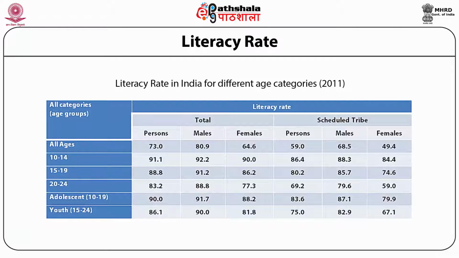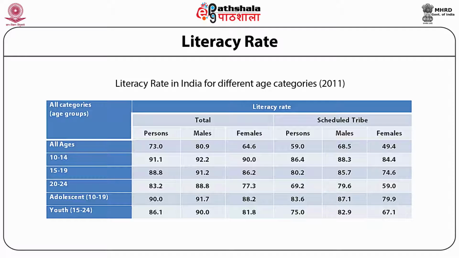Further, to understand the scenario of literacy among the tribals, there is the literacy rate for different age categories from Census of India 2011. You can see in this table the literacy rate for total population and for scheduled tribe. Total includes persons, males and females, and similar is for scheduled tribe person, male and female. For all ages, for persons, the literacy rate is 73. For males, it is 80.9. For females, it is 64.6. For scheduled tribe persons, it is 59%. For males, 68.5% and for females, 49.4%.